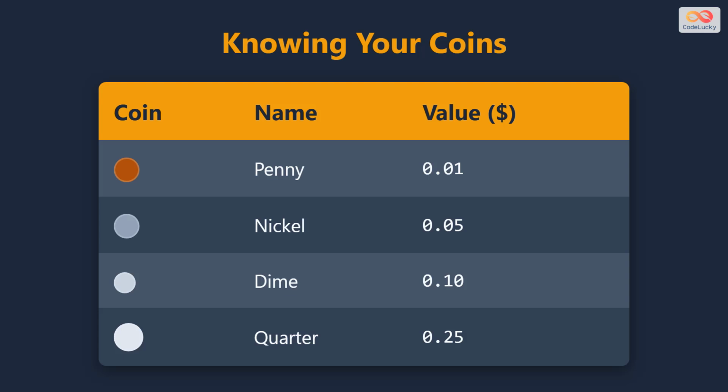Let's quickly review the decimal values for standard United States coins, as you will need these for your equations. A penny is worth $0.01. A nickel is worth $0.05. A dime is $0.10. And a quarter is $0.25. Always write these as decimals when working with dollars.